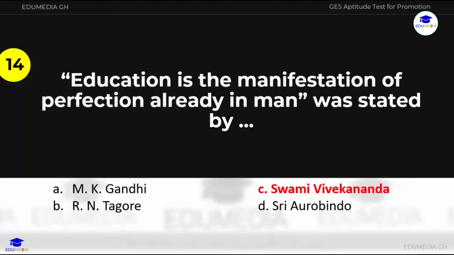Swami Vivekananda. Swami Vivekananda is an Indian philosopher and teacher who believed that education is the manifestation of the perfection already in man. Therefore, a teacher's job is only to remove obstruction from the people's path.